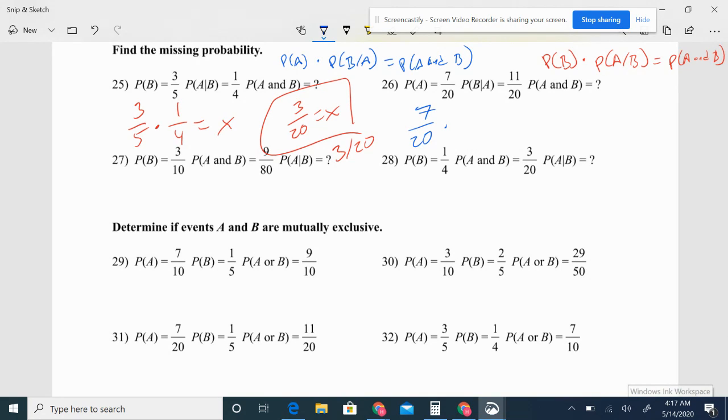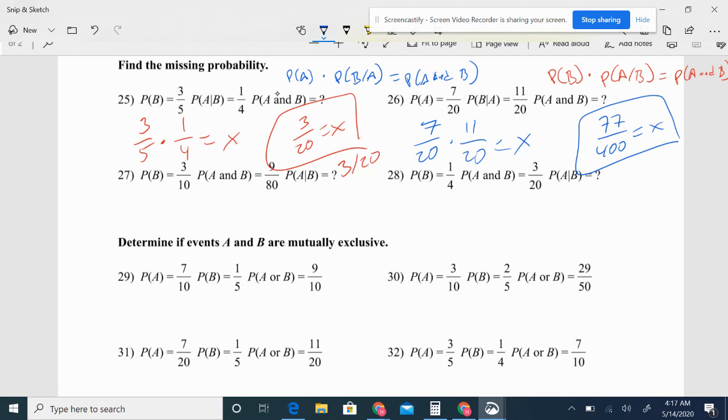Probability of B not A is 11 over 20. Probability of A and B, I don't know what it is, so I'm going to call that X. Then I just have to multiply the top, multiply the bottom. There's nothing I can simplify, so I have that 77 over 400 is equal to X. When you type it, just type in the fraction, 77 over 400.